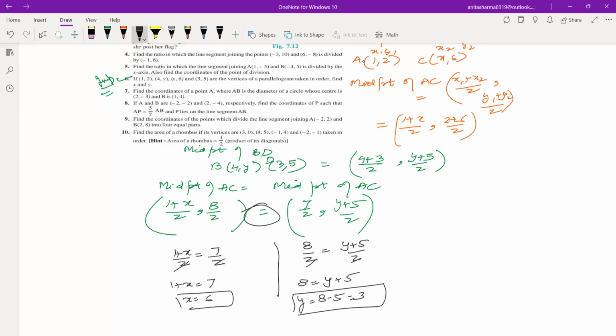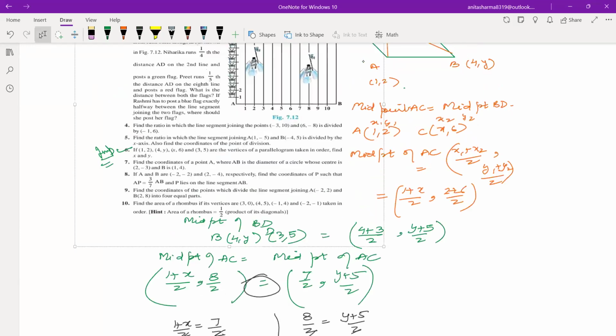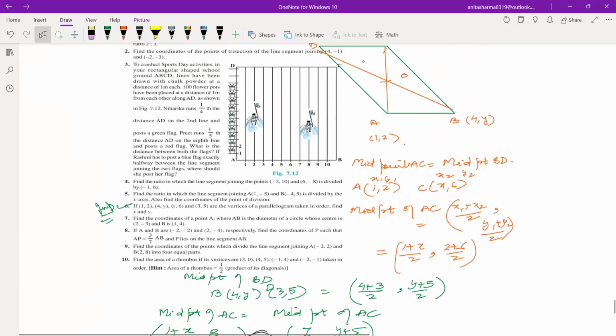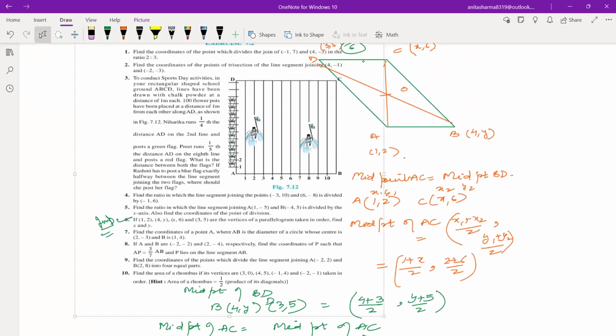Understood, children, this question? Yes, ma'am. This question is very, very important. Please note it down. And in this question, you need to draw the figure.